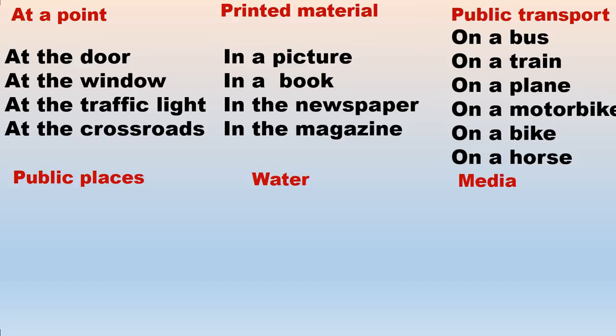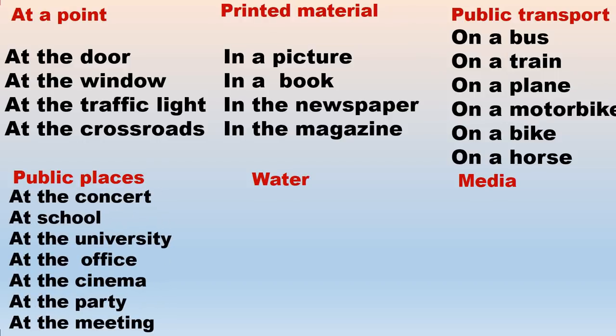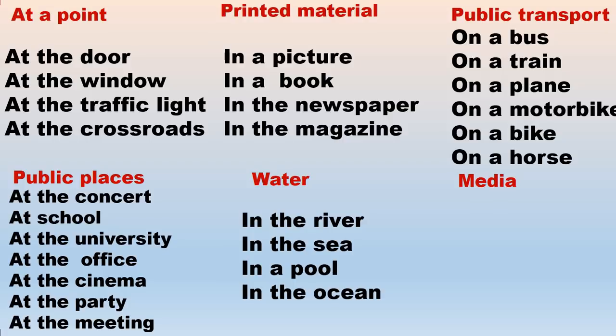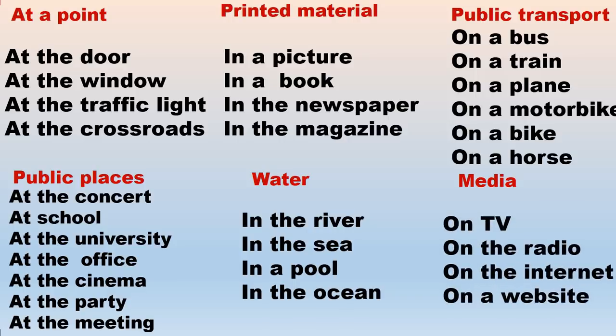The next one, when you are talking about public places, then you use the preposition at. Example, at the concert, at school, at the university, at the office, at the cinema, at the party, at the meeting. Okay? And when you are talking about water, you use in the river, in the sea, in a pool, in the ocean. Media, on TV, on the radio, on the internet, on a website. This is what you need to learn today.